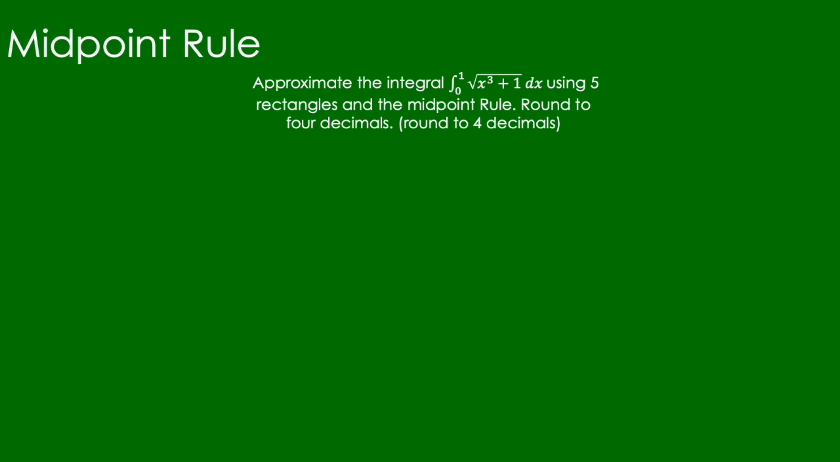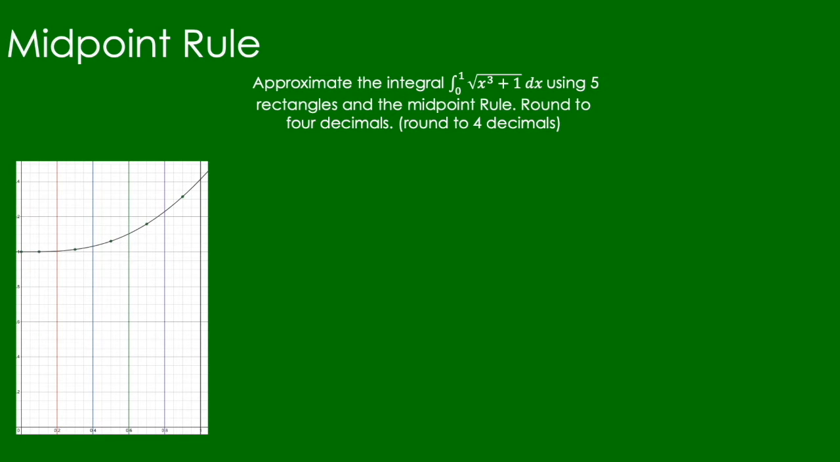Let's now use midpoint rule to approximate the integral from 0 to 1 of the cube root of x cubed plus 1 using 5 rectangles. We still want to draw a picture, and we still want to find delta x. The procedure doesn't change, but we can write the integral in this format because it's the standard way of writing it, and what you'll see for the most part in the future.